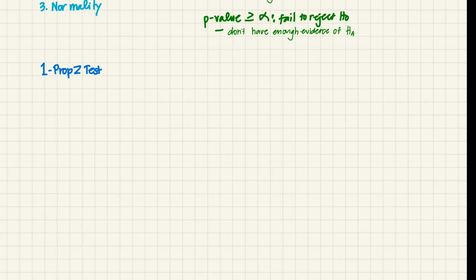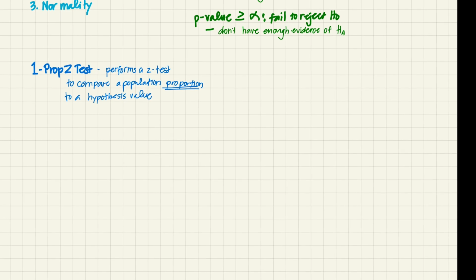Okay, and so what this does is it performs a z-test to compare a population proportion. So the keyword here is proportion to a hypothesis value. All right, and so what are the things that you will need for your z-test? Okay, so first you will need the proportion, and this is in your null hypothesis. Okay, so the proportion of your null hypothesis, that's why there is the subscript null there, right?